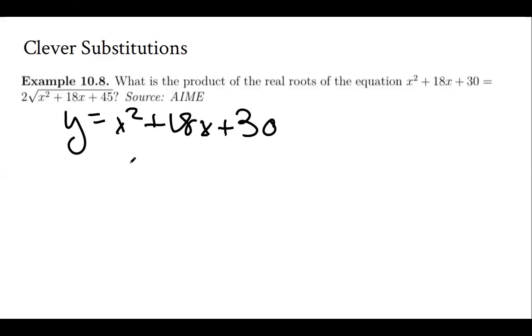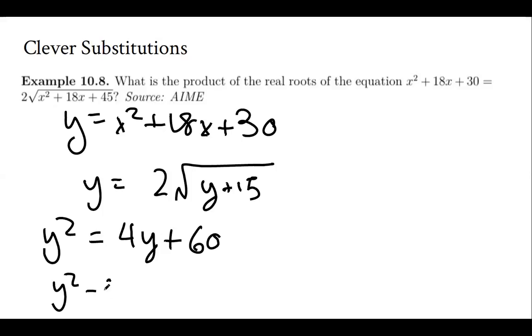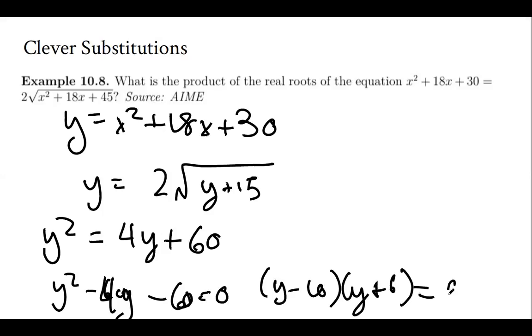And that means that this thing becomes y equals 2 root y plus 15. And this is a lot easier to solve now, obviously, because you can just square both sides and get y squared equals 4y plus 60, and this is a quadratic equation where we can factor it as y minus 10 times y plus 6 equals 0.